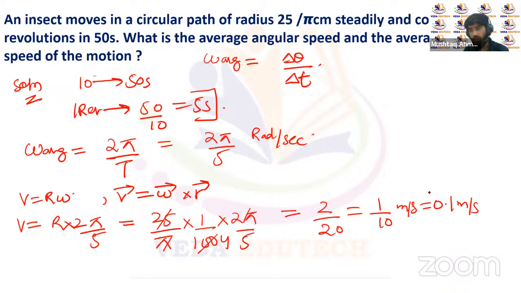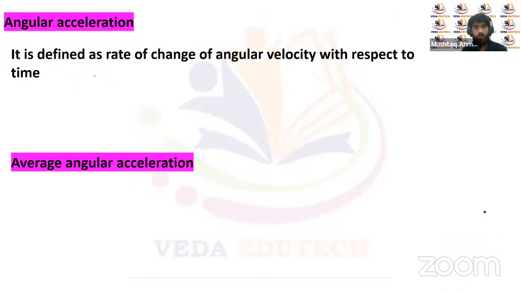So it means that this insect is actually moving with a linear speed of 0.1 meter per second. This is the speed of the insect, and we calculated the average linear speed with the help of the average angular velocity using the equation V is equal to R omega. Now let's talk about the angular acceleration.